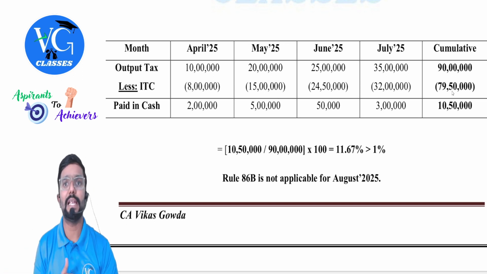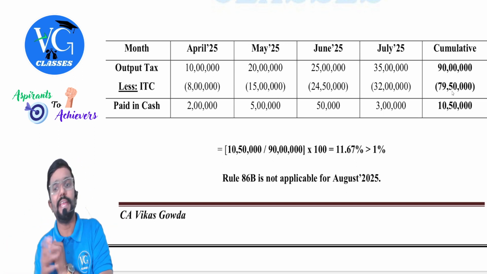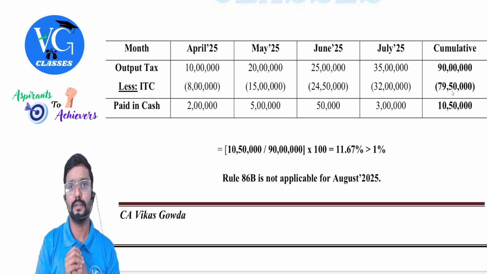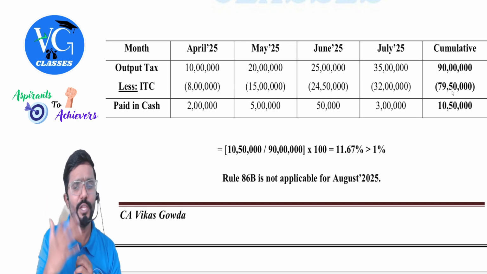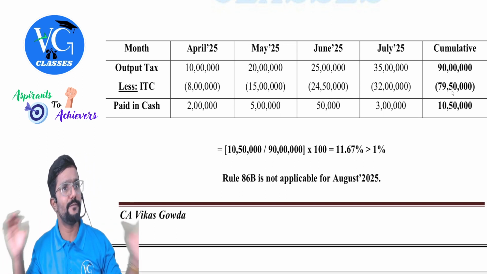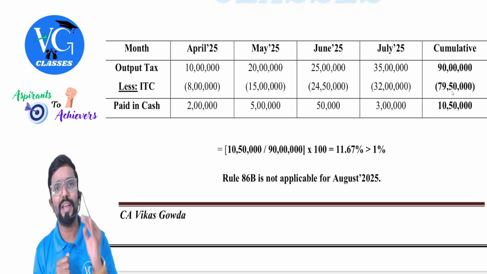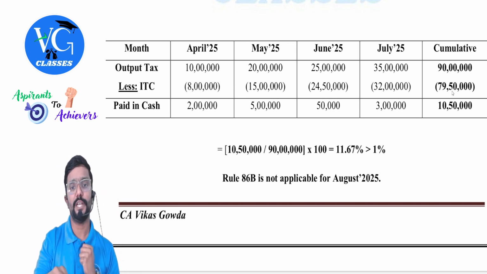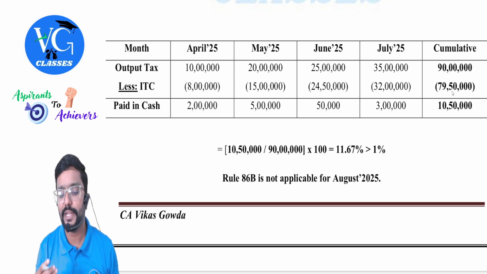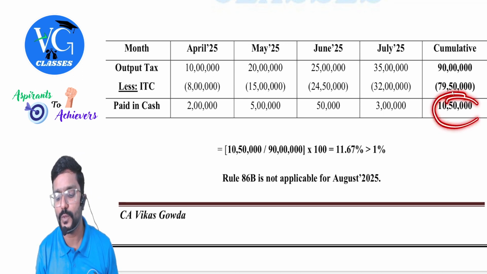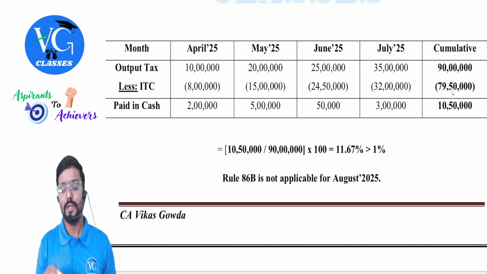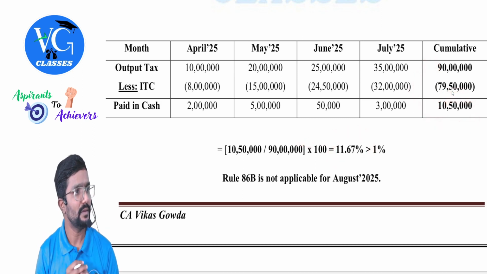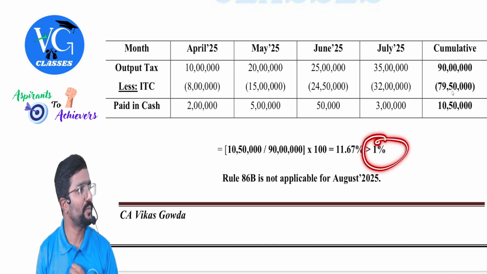Now cumulatively, let us check. From April to July end, how much was the cumulative output tax? 90 lakh. How much credit have I fully utilized? 79 lakh 50,000. How much have I paid through cash ledger? 10 lakh 50,000. Check the percentage. How much have I paid in cash ledger, guys? 10 lakh 50,000 out of 90 lakh. How much is the percentage coming to? 11.67. Is it more than 1% of my output tax?